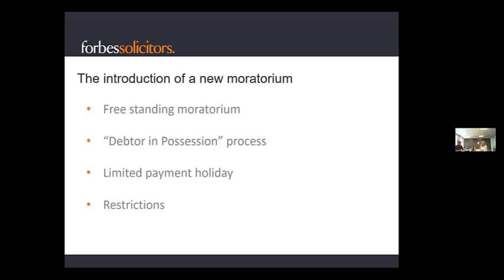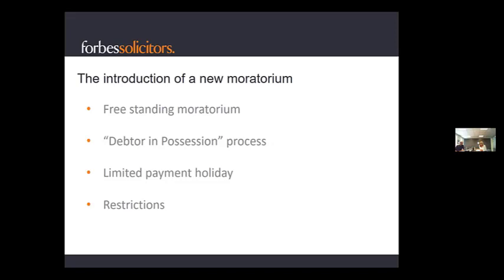It's not clear just yet exactly how much work the monitor is expected to undertake to form the view that the moratorium is likely to result in the rescue of the company as a going concern. And as Michael said, I'm sure that this will all start to come to light as we see case law. Accordingly, however, any proposed monitor will want to satisfy themselves that there is a deliverable plan in place for the rescue of the company as a going concern, rather than the moratorium process being used on a speculative basis in the hope that the directors might find a solution with the benefit of time.